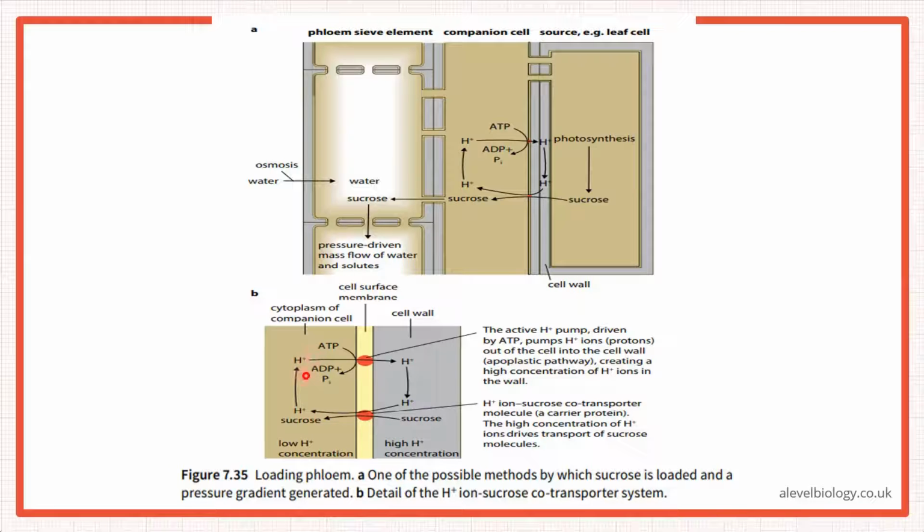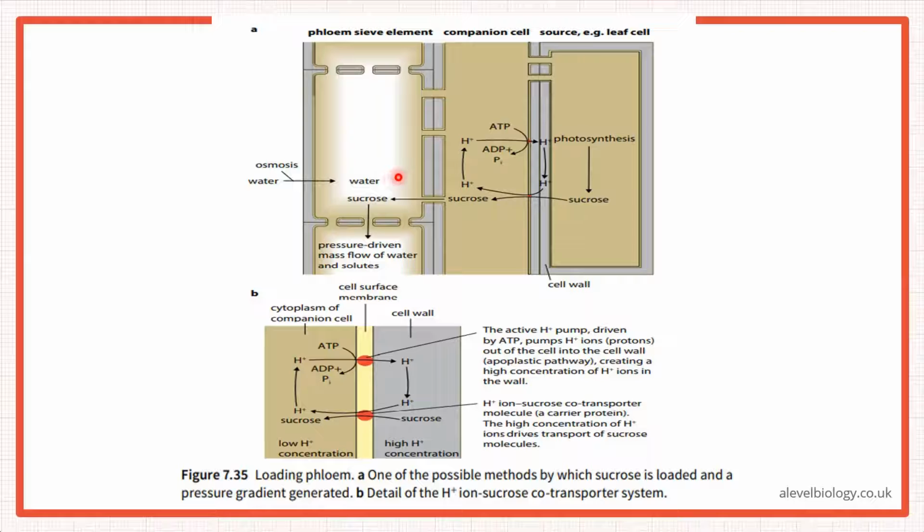This hydrogen was being sent from the companion cell to the cell wall, right? But then it enters through the carrier protein, okay? It enters the cell along with sucrose, right? So this is the apoplastic pathway, okay? And this is what we call phloem loading. So sucrose, okay, now it has come into the companion cell. Now from the companion cell through the plasmodesmata, it can go into the phloem sieve element, right? So this is the pathway that is followed.